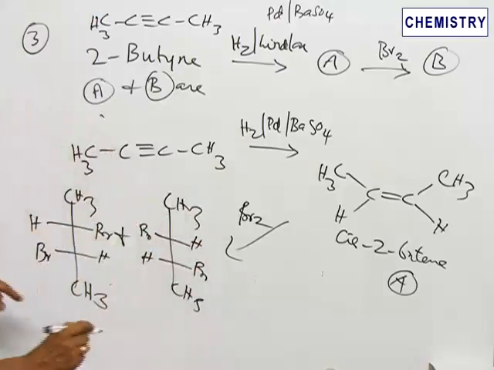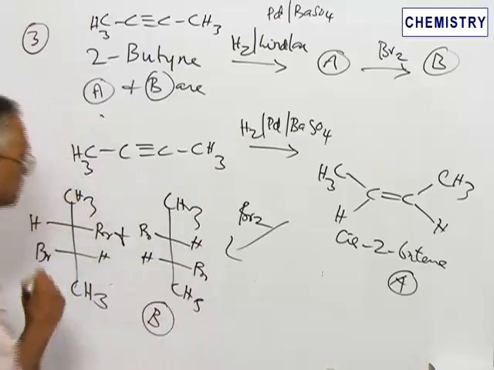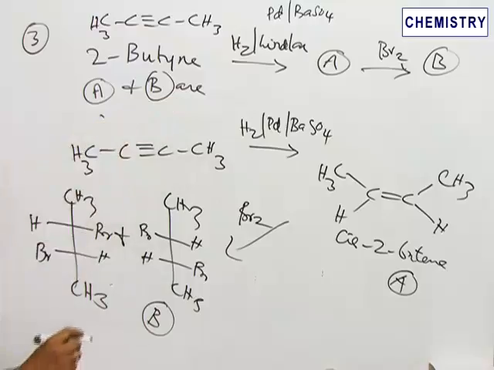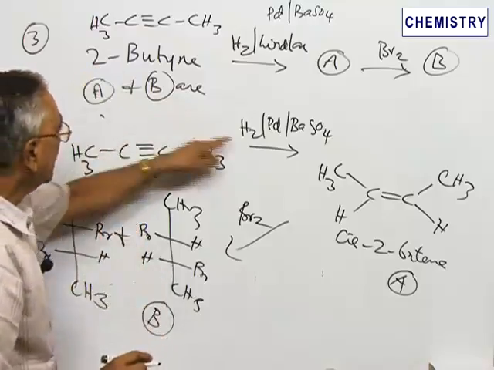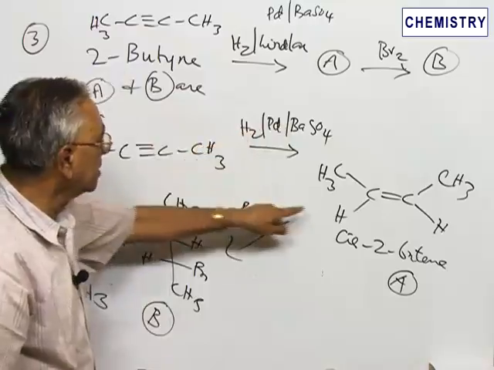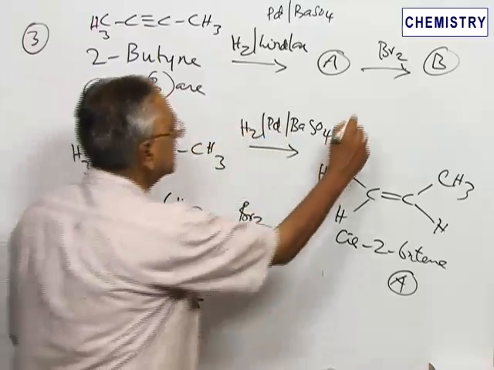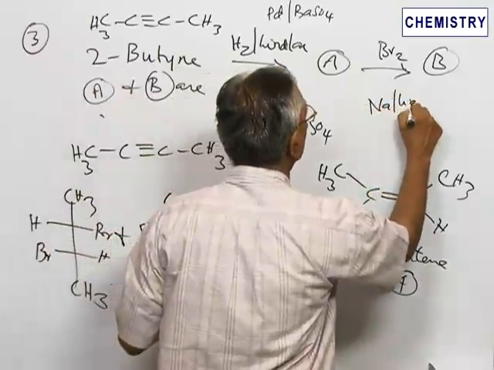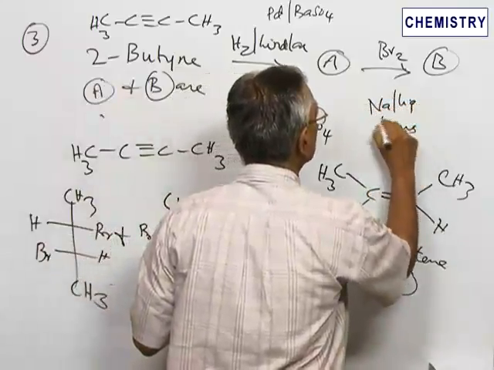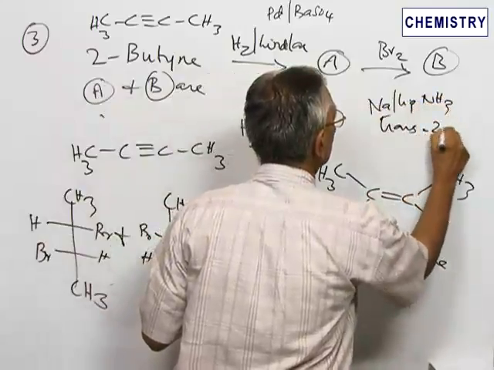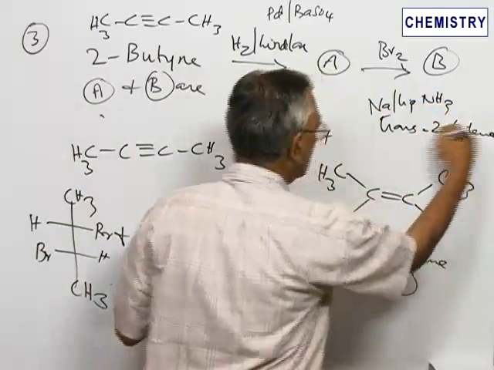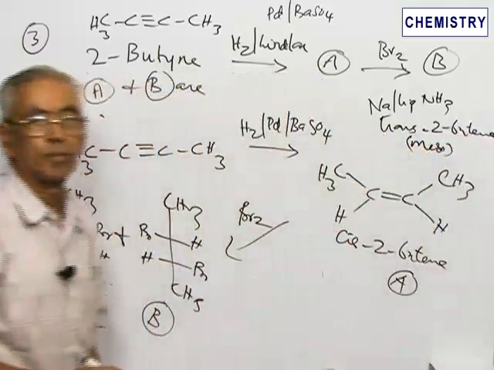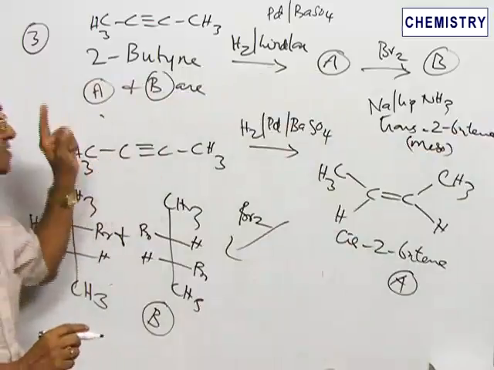These two are mirror images. So this will be B. So this is what is known as a DL mixture. So this is the choice given in C. Normally, this reduction by means of palladium and barium sulfate will give rise to cis-2-butene, whereas reduction of the same compound 2-butyne by means of sodium and liquid ammonia will give trans-2-butene. The trans-2-butene on bromination will give rise to a meso compound. So the answer for this question is C.